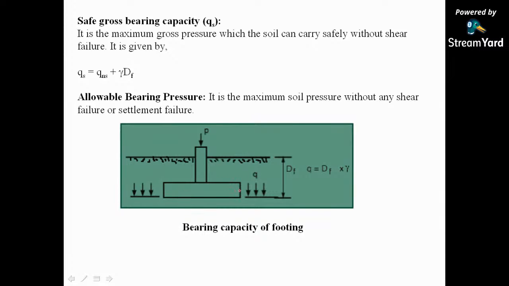So this is your Q, the load on the column, this is your ground level, this is your footing, and this is your DF, which is depth of footing. Then this Q is given to you as DF and total unit weight of the soil present in this area.